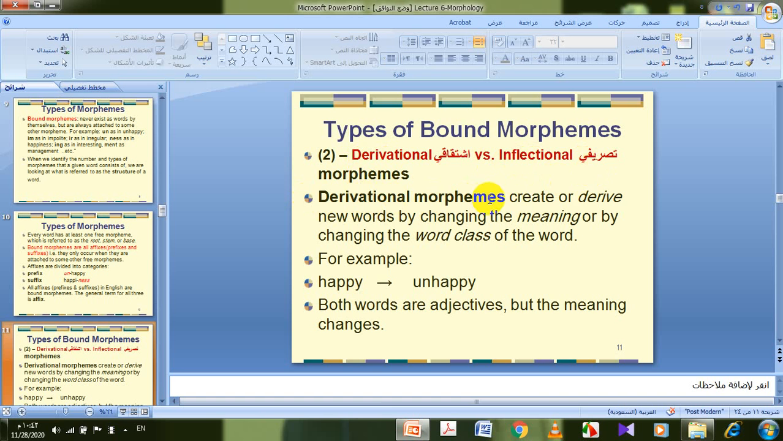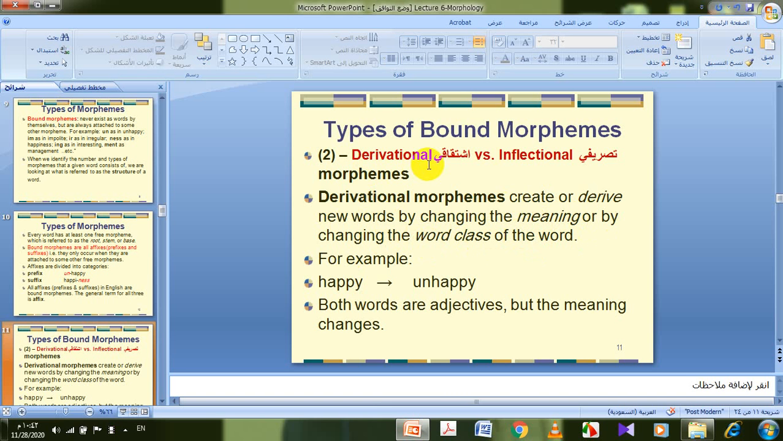Derivational morphemes create or derive new words by changing the meaning or by changing the word class of the word. So they change the meaning, like happy, unhappy. New words. So derivational morphemes create or derive new words by changing the meaning or by changing the word class of the word. So we have two important ideas here.